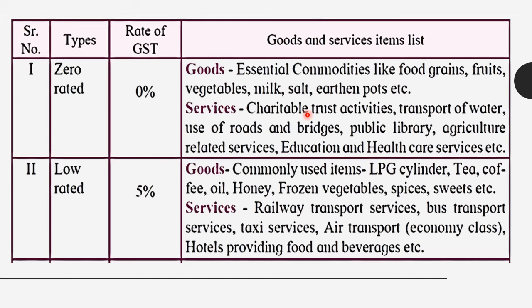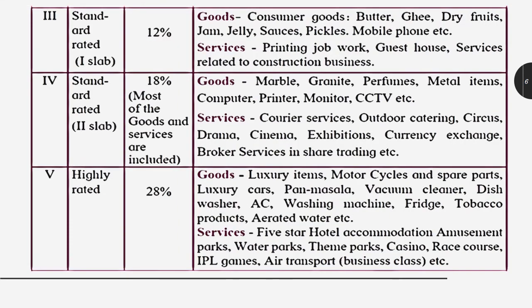Okay. Second category is the low rated ones, wherein the rate of GST is just 5%. Under that you have commonly used items like LPG cylinder, tea, coffee, oil, honey, frozen vegetables, spices, sweets, etc. And services: railway transport services, bus transport services, taxi services, air transport, which is the economy class, and hotels providing food and beverages, etc. So all these things come under the low rated type, that is only 5% GST.